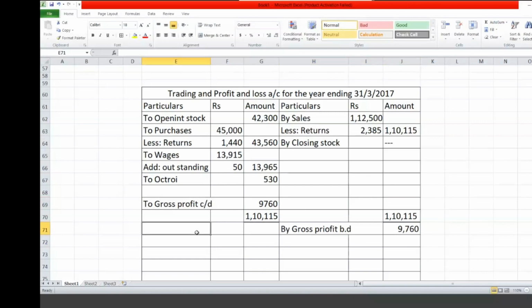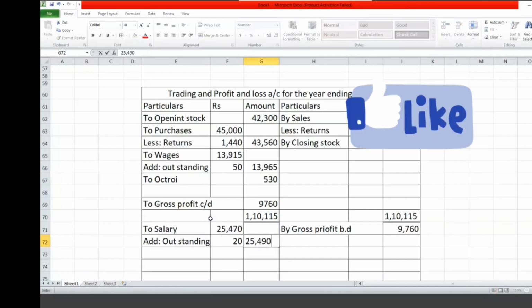Now let's check the other transactions we have. First we start with to salary all the time. So first write down salary. I think we have some adjustment for the salary. Salary is 25,470, and a 20 rupees adjustment is there. To this add outstanding. How much? 20. It will be 25,490.